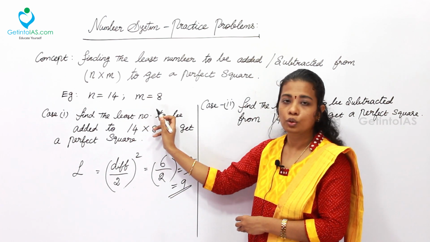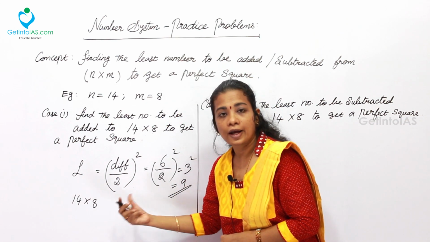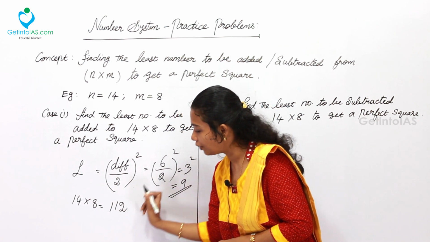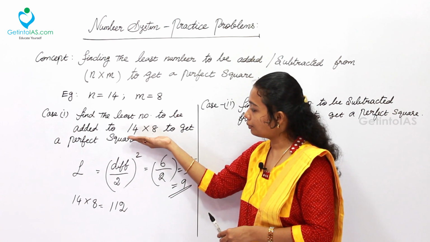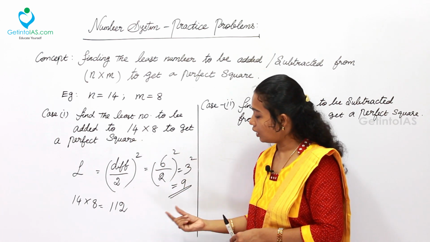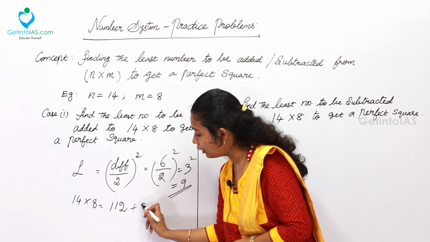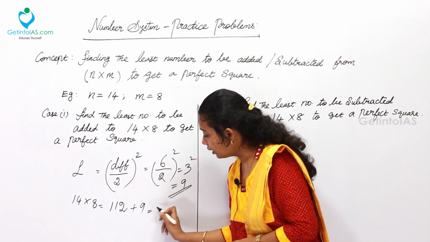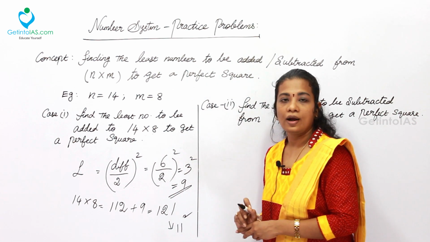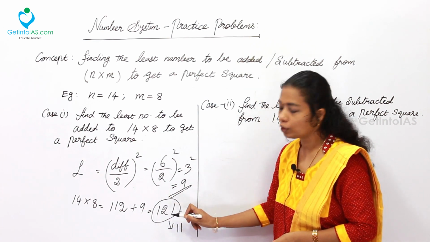So here 14 into 8, what is the result? 10 into 8 is 80. 4 into 8 is 32. 80 plus 32, 112. So the result is 112, which is indirectly given as 14 into 8. Now the number which is to be added is 9. So 112 plus 9 is what? Actually, which is 121, that is simply 11 square. So 121 is definitely a perfect square, right?